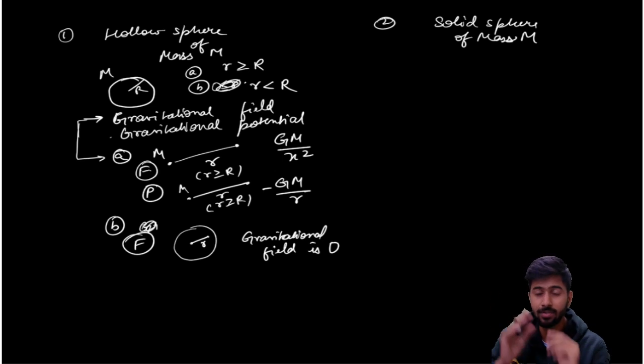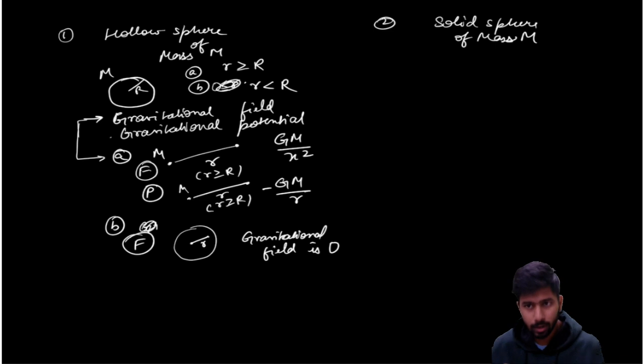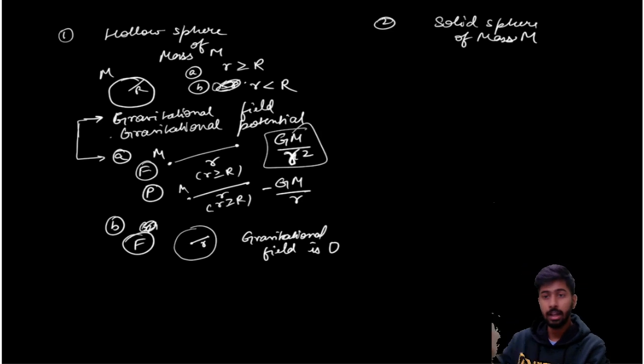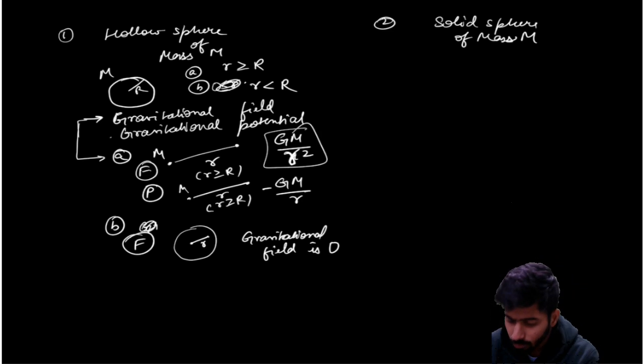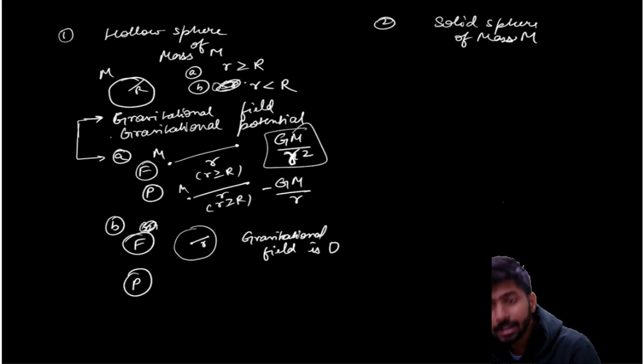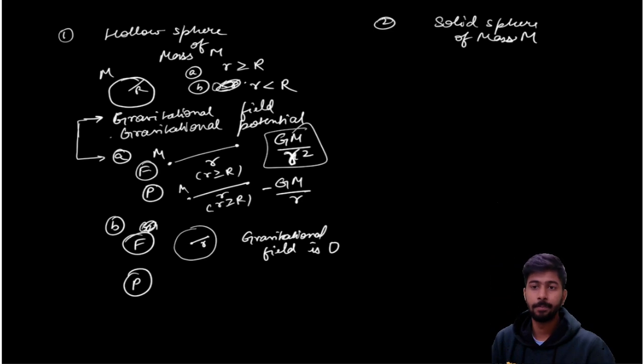If it is a hollow sphere of mass m, then inside the sphere you will have no gravitational field. Remember, it will be zero. You can't assume it to be at the center and then do the same thing as you did here, GM by r square. You can't do the same thing in the second case if you are inside the sphere. What about gravitational potential inside? You have to understand what you mean by gravitational potential. It is the work done by an external force to bring a unit mass from infinity to that point.